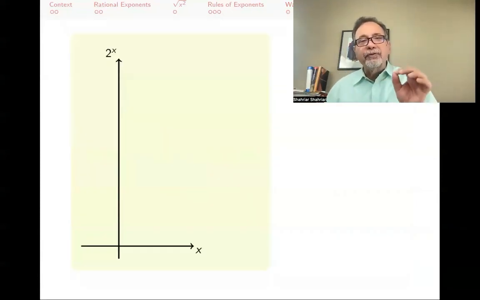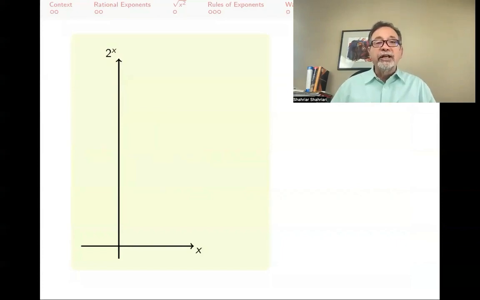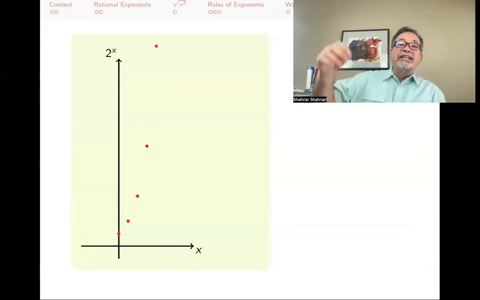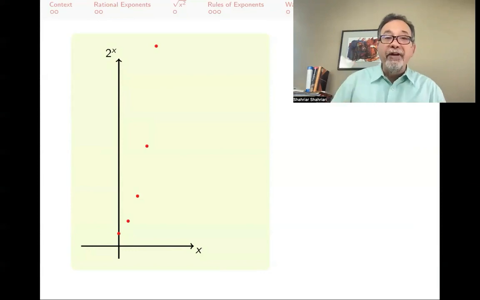Let's say a couple of things about the exponential function. You can put x on one axis and 2 to the x on the other axis. When x is 0, what do we get? 2 to the 0, that's 1. When x is 1, what do we get? We get 2 to the 1, that's 2. When x is 2, we get 2 squared, that's 4. Then we get 8 for when x is 3, and 16 for when x is 4. As you see, this exponential growth goes up very fast.